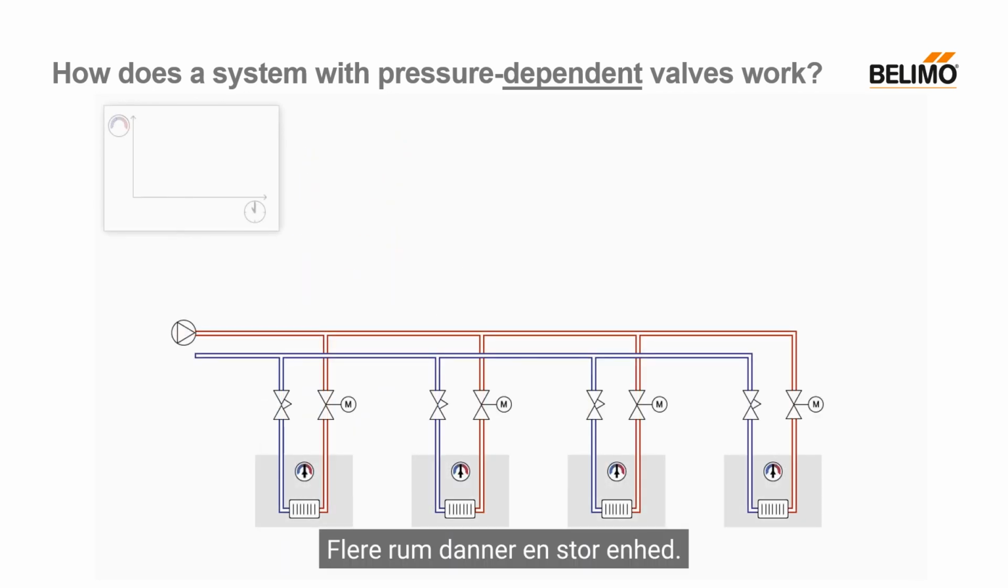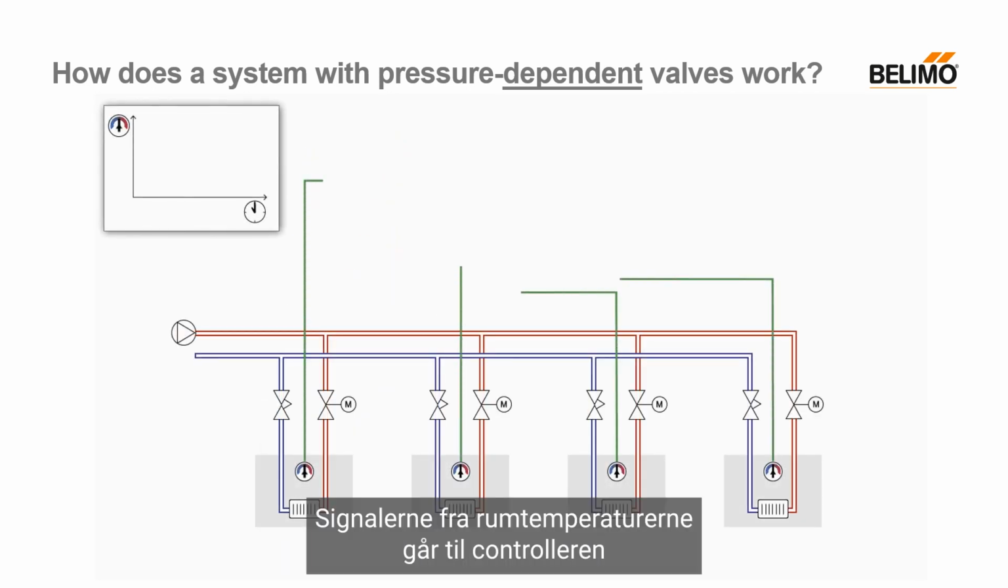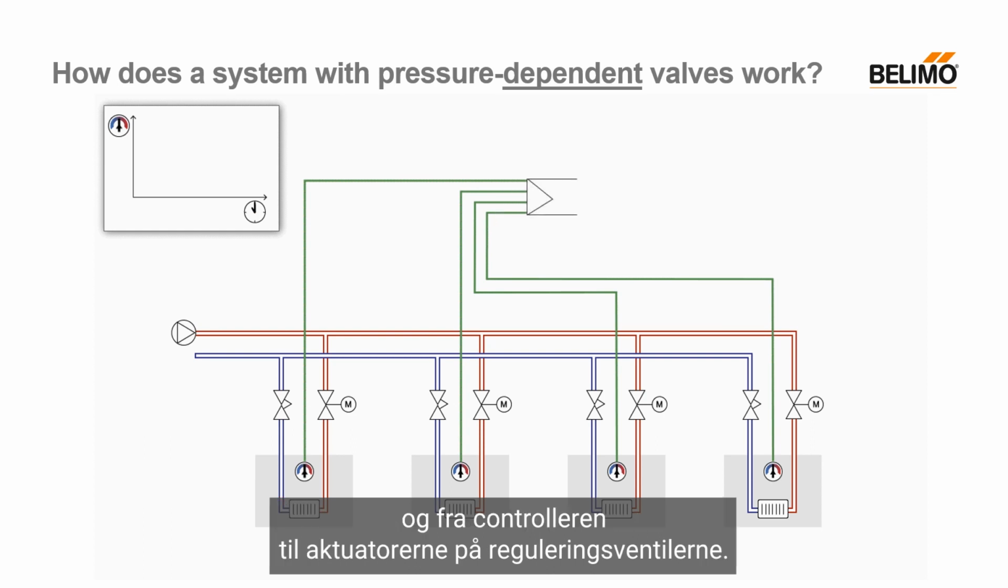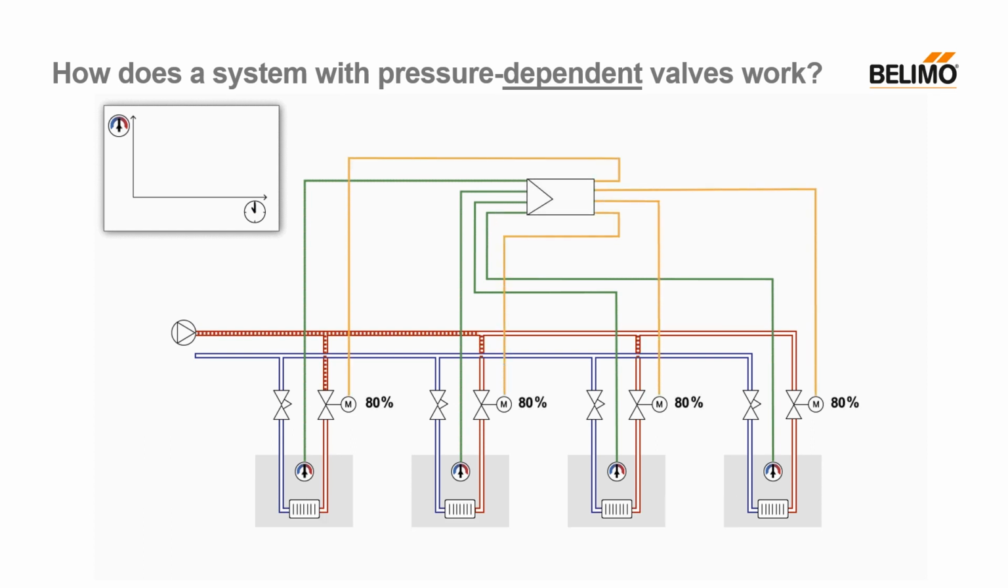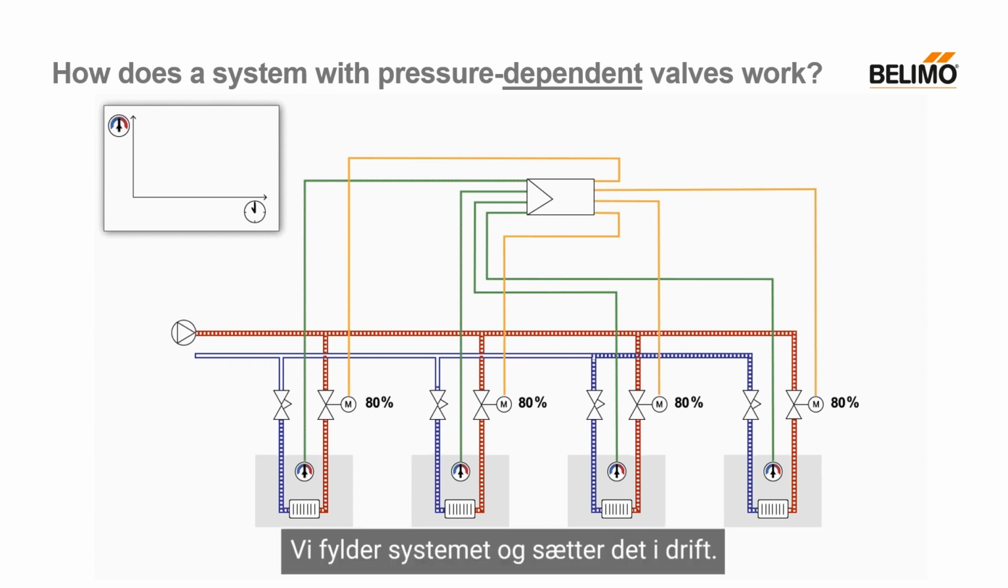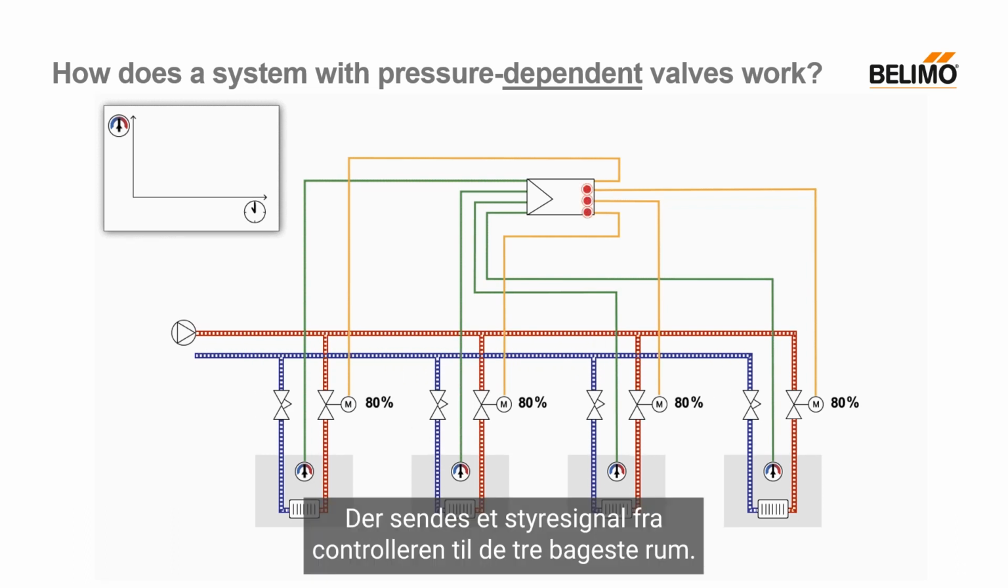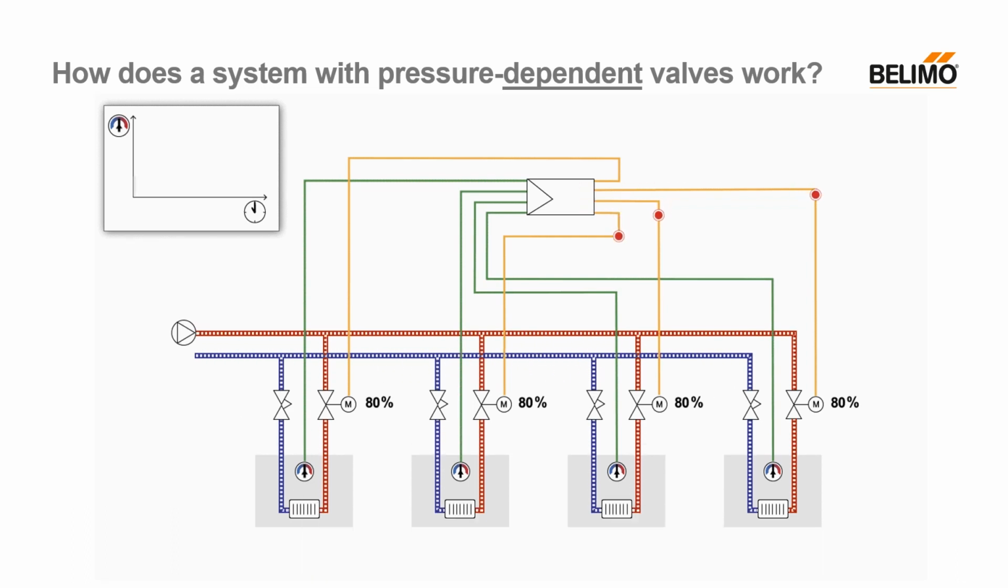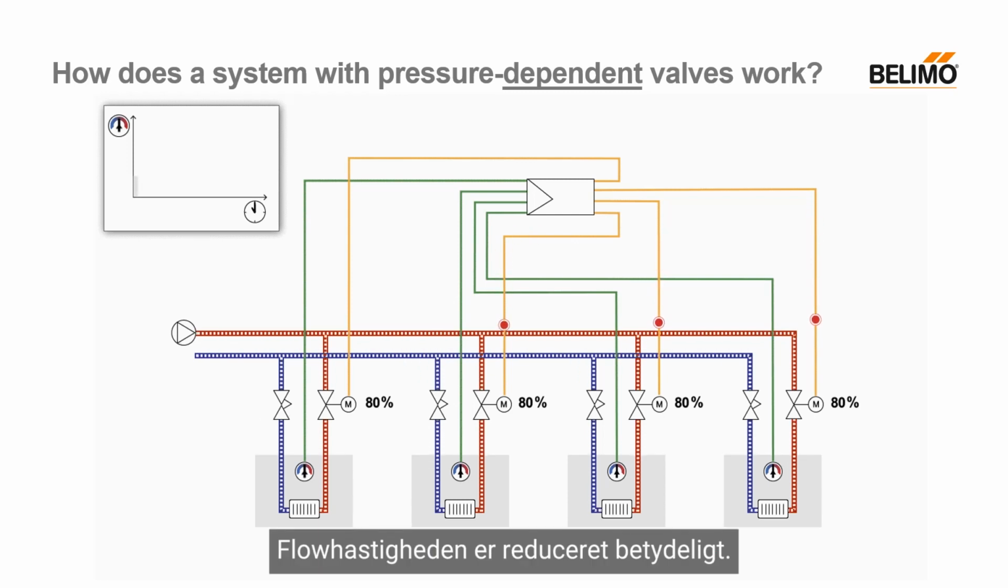Several rooms form a large unit. The signals of the room temperatures go to the controller and from the controller to the actuators of the control valves. We fill the system and put it into operation. A control signal is sent from the controller to the rear three rooms. The flow rate is significantly reduced.